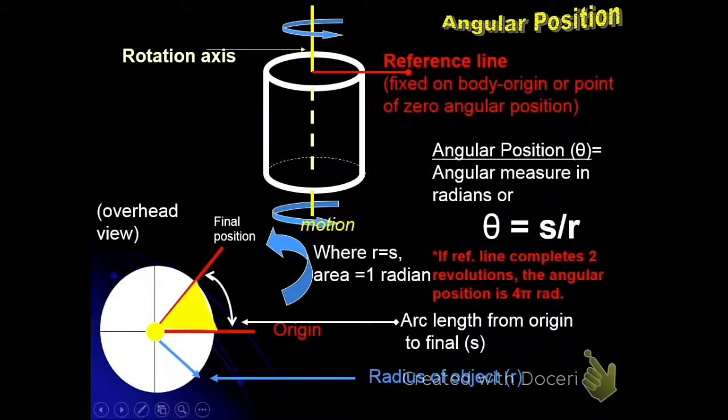We can then create an equation that tells us the angular position, theta, where theta is equal to S over R, the arc length divided by the radius. And that will give us our answer in radians. So if they're the same number, any number divided by itself is 1, that would be 1 radian. So when the swept out arc length equals the radius, that's 1 radian.